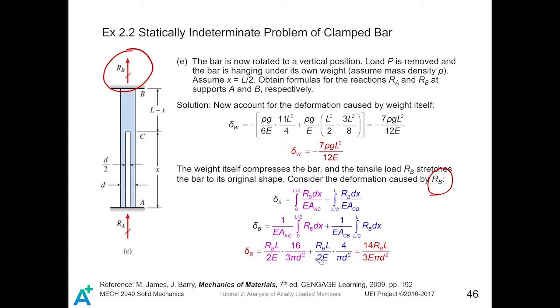We leave RB inside the integral, but you know RB is just constant, and the constant dx will become the subtraction between the upper and lower limits. Then the result will become 14 RBL divided by 3E pi d squared. This is the deformation caused by RB.